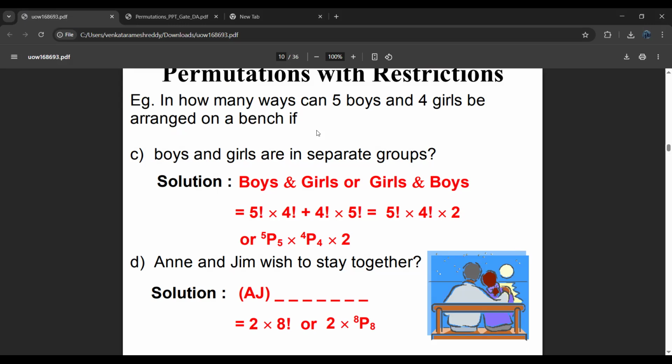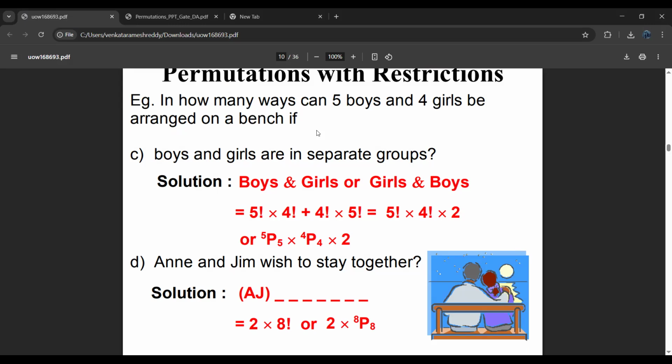If I do the girls group first, we go with 4 factorial into the next, the boys group, 5 factorial. It is changing the order. That's why here order matters. So in boys and girls we get 5 factorial into 4 factorial, but coming to girls and boys we get 4 factorial into 5 factorial. Like that we can solve.